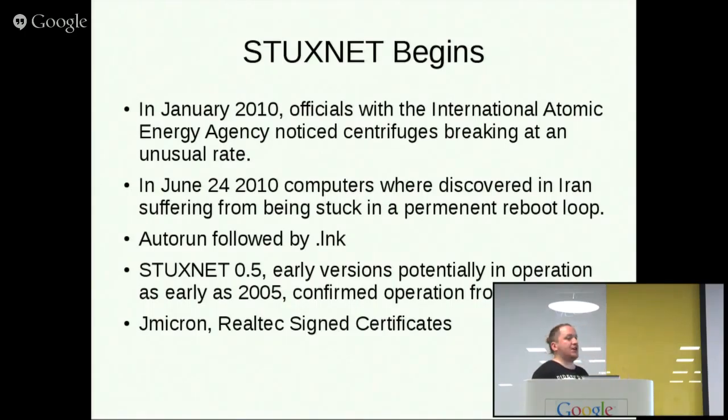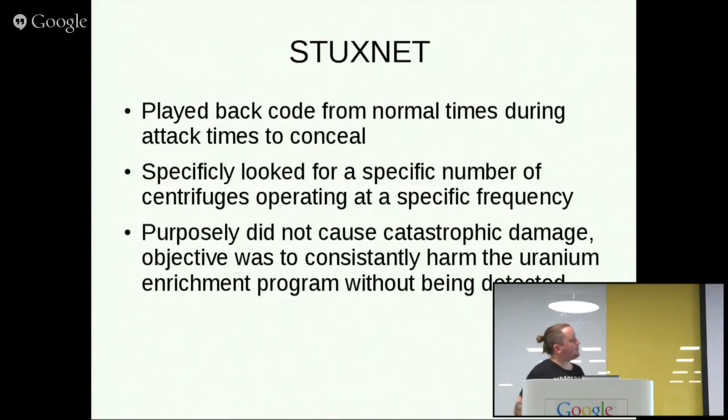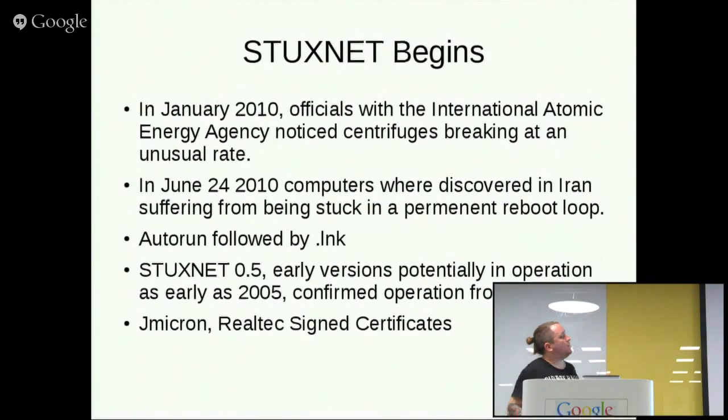So when I say as early as 2005, Stuxnet itself ran on a platform that I'll talk about. Stuxnet has two parts: the part that spreads the virus, and the payload that's actually designed to do the damage, kind of like the missile and the payload. The missile part is very advanced, and that is the part that had probably been going on since 2005. When Stuxnet hit, it played back code from normal operation.